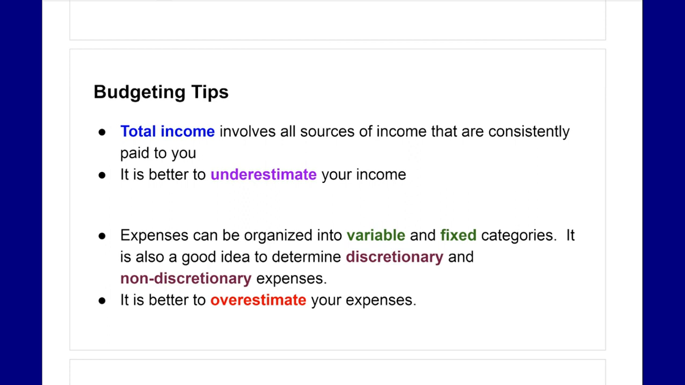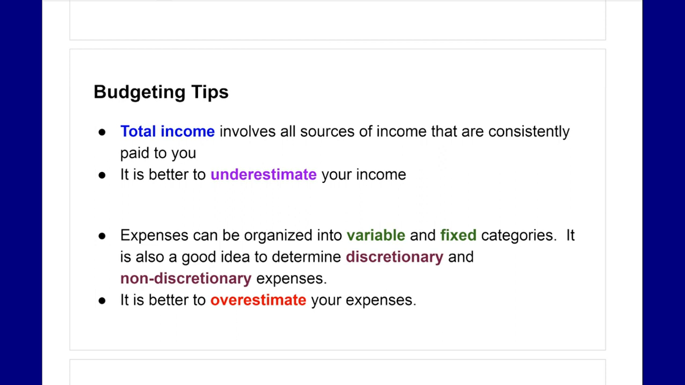Expenses can be organized into variable and fixed categories. It'd also be a good idea to determine discretionary and non-discretionary expenses. These are some different terms that you might come across when dealing with finances or budgeting, and we will talk about those in a second. And it's better to overestimate your expenses. So it's better to overestimate how much money you're going to have to pay.